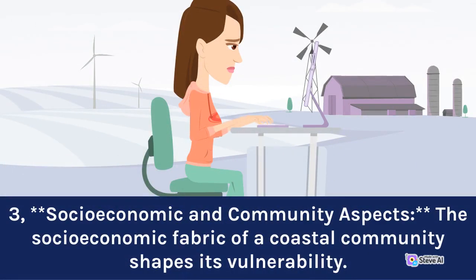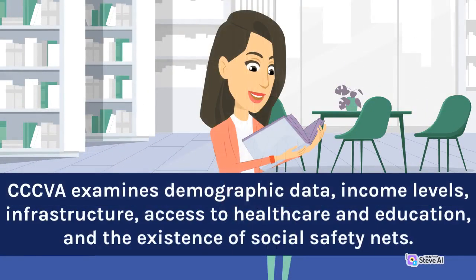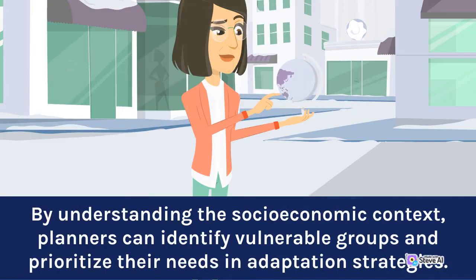3. Socioeconomic and community aspects. The socioeconomic fabric of a coastal community shapes its vulnerability. CCCVA examines demographic data, income levels, infrastructure, access to healthcare and education, and the existence of social safety nets. By understanding the socioeconomic context, planners can identify vulnerable groups and prioritize their needs in adaptation strategies.